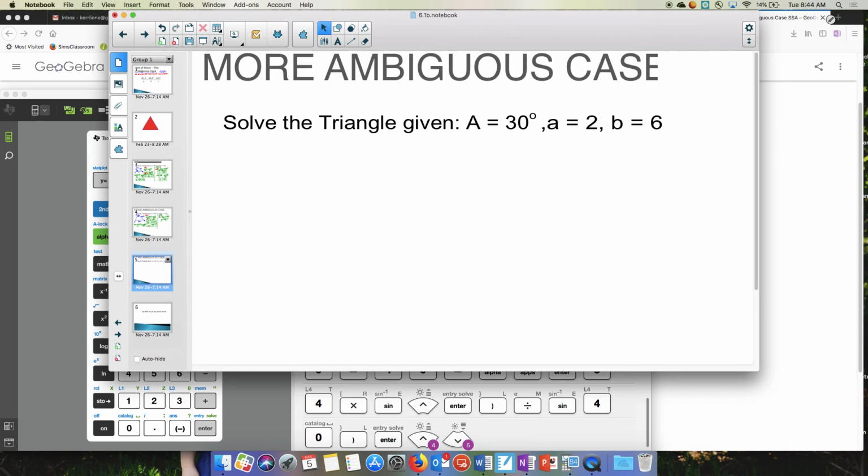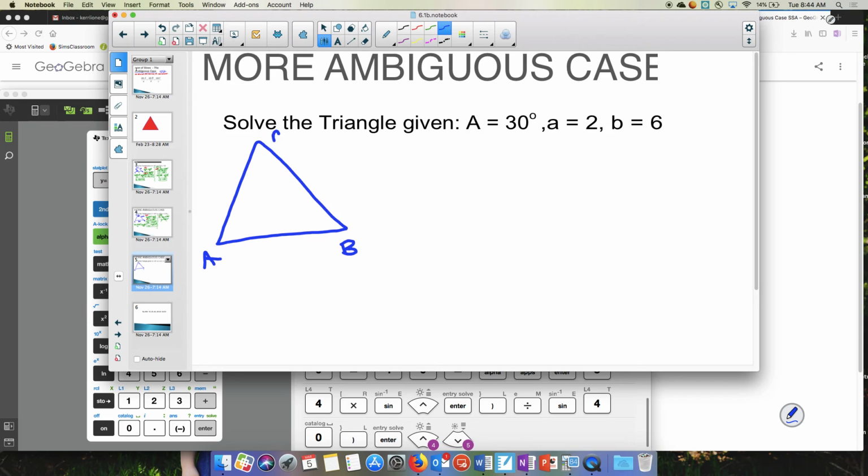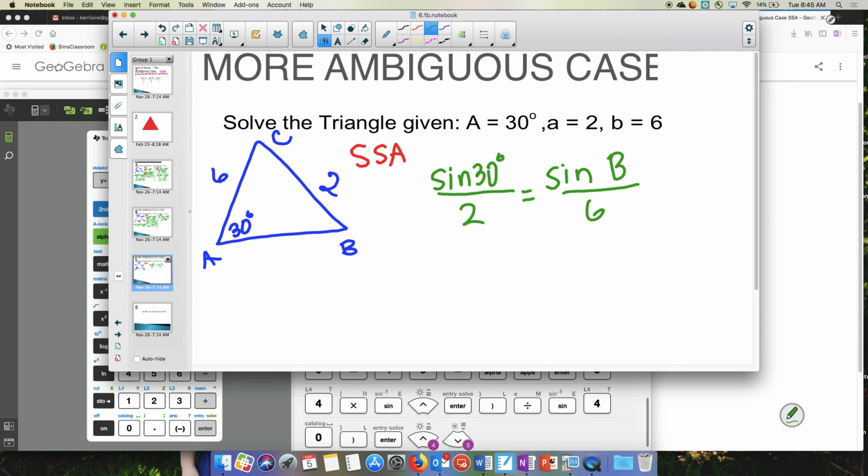What haven't we talked about? We haven't talked about the no solution case. Okay, when our angle's too big and our side is too small to meet up with the third side. Okay, so first notice that we have two sides and an excluded angle, so side-side-angle, which tells us we're using the law of sines, and it is the ambiguous case. All right? If we go to set up this problem, we have the sine of 30 degrees over 2 equals the sine of B over 6.